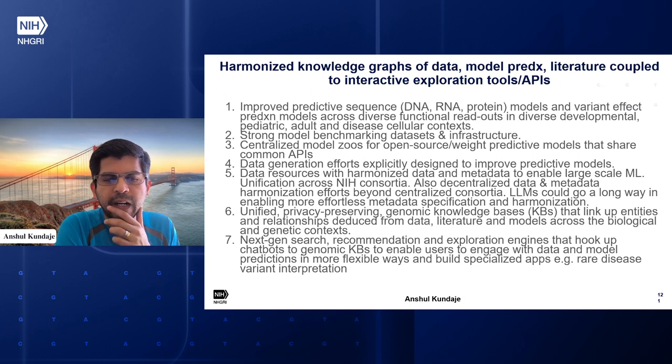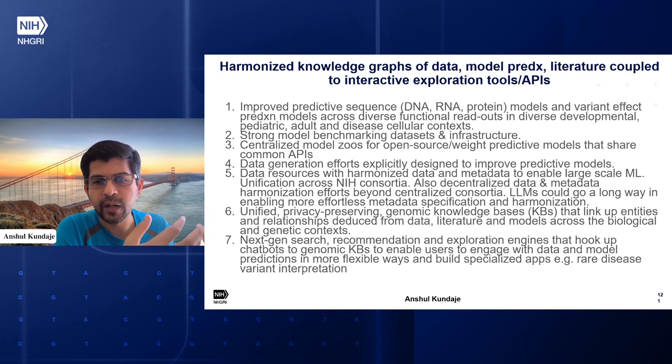Number six and seven are related. These are next generation ideas. People are trying to build really exciting genomic knowledge bases. These are entity graphs that hook up various biological entities and the relationships between them. These are typically populated with literature, but you can now populate them also with predictions from models and other information derived from data. And this could be done across many biological, genetic, and disease contexts. Right now, again, they're popping up in different areas separately. Unifying them will be really nice.